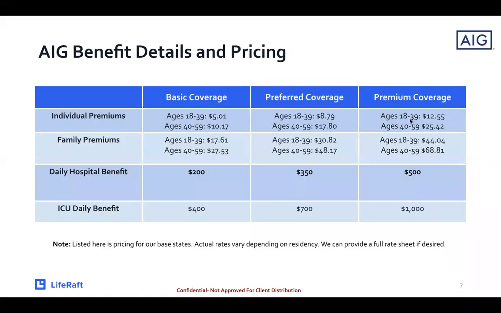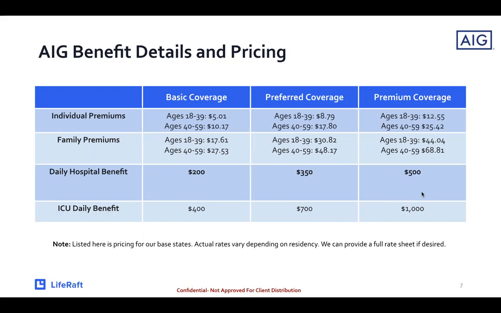So let's look at the benefit summary or pricing and the actual benefits that are available through AIG. With AIG, there are going to be 3 tiers of coverage: basic, preferred, and premium. The basic is going to offer a $200 a day cash benefit to your clients. The ICU will always be 2 times the hospital benefit for this product. Preferred is $350, premium is $700, $500 a day.